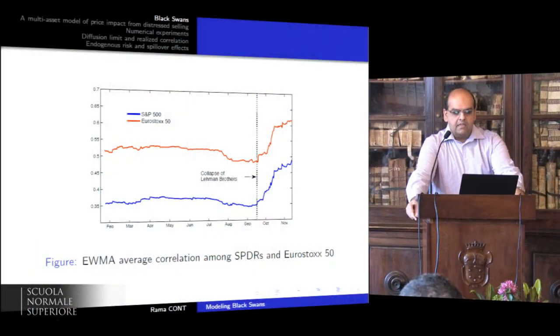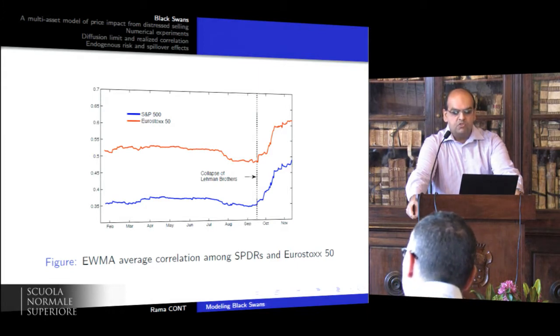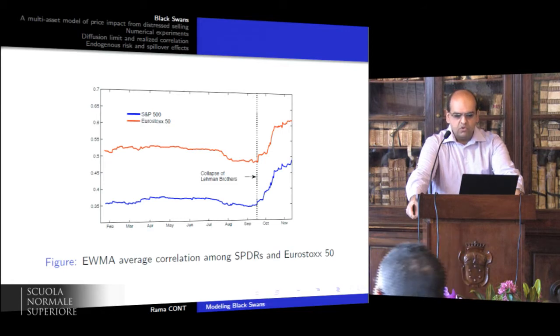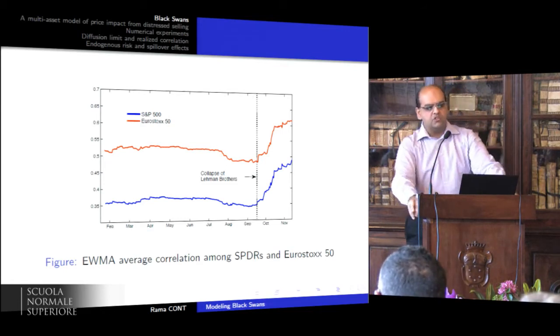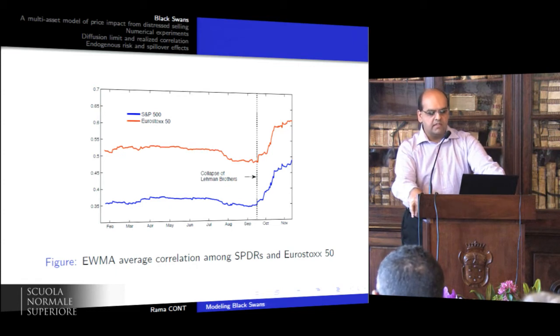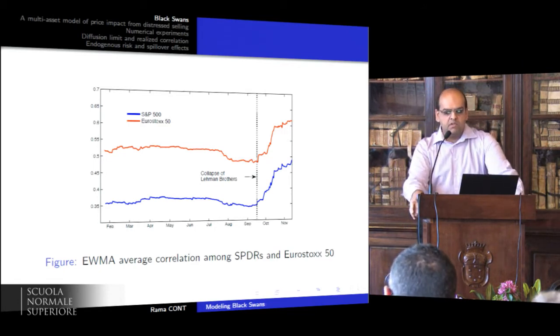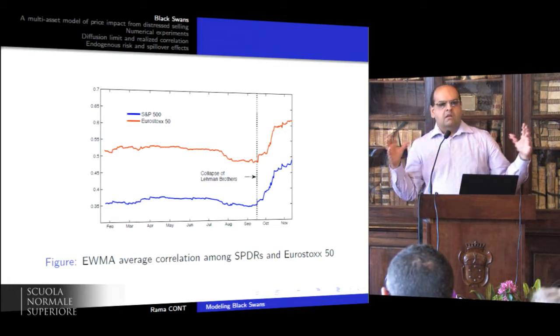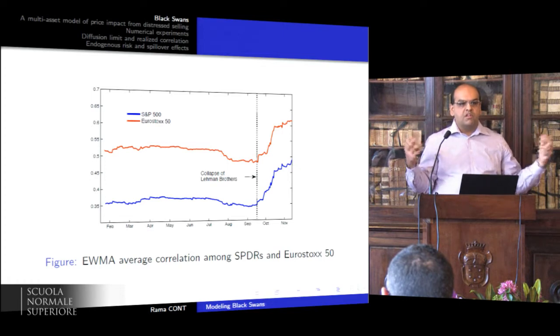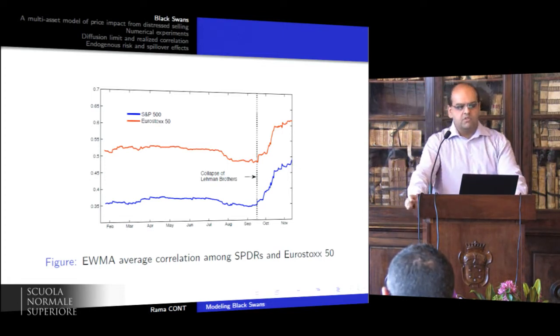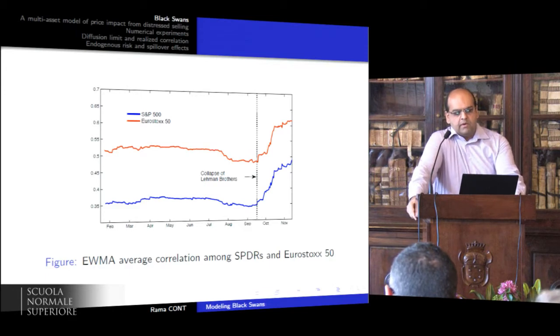So here is the graph as a function of time of the average pairwise correlation in two indices. The red curve is the average pairwise correlation across stock returns in the Euro Stock 50 index. The blue curve is the average pairwise correlation of the returns across sector indices in the S&P 500, the so-called SPDRs. And what you see in both cases is that both of these indicators are rough indicators of the level of correlation you see across the returns or the sectors in these European and American indices.